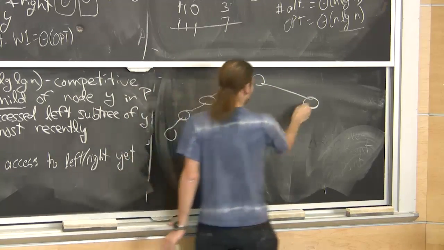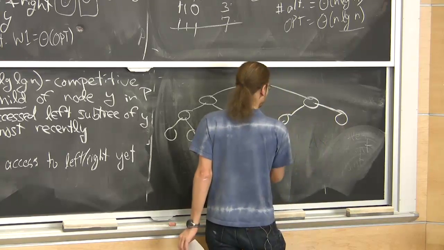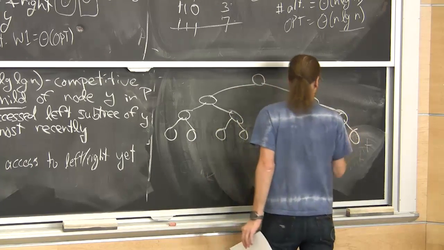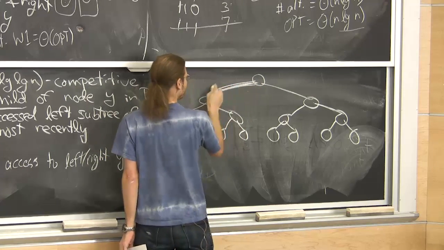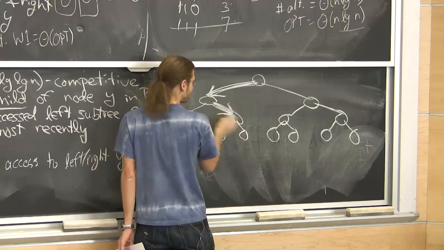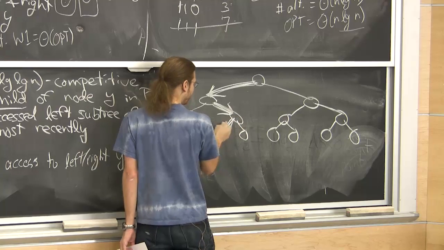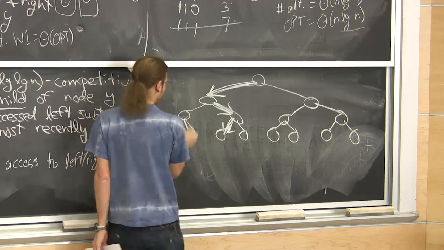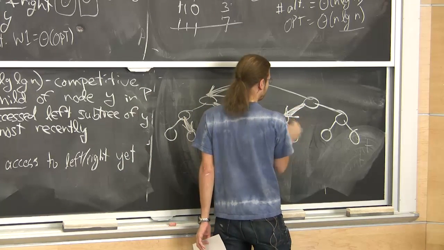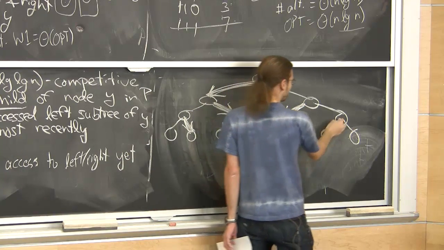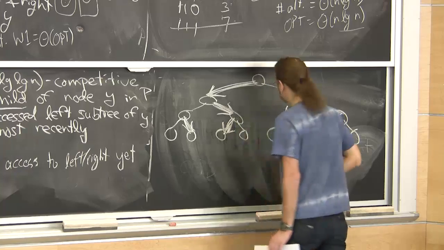Okay, so let me draw a picture, and I guess I'm going to draw a big picture, my favorite perfectly balanced binary search tree. The 8 leaves. And so now suppose that every node has a preferred child. Let's say they all do, just because it makes a more interesting picture. I'm going to draw that with a big fat arrow.